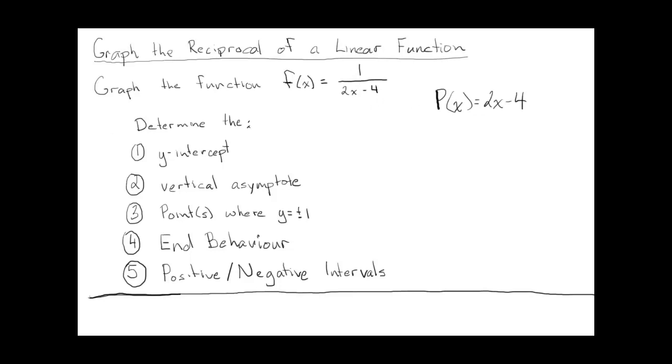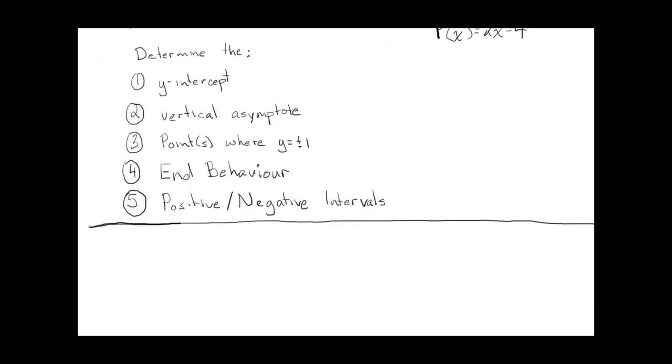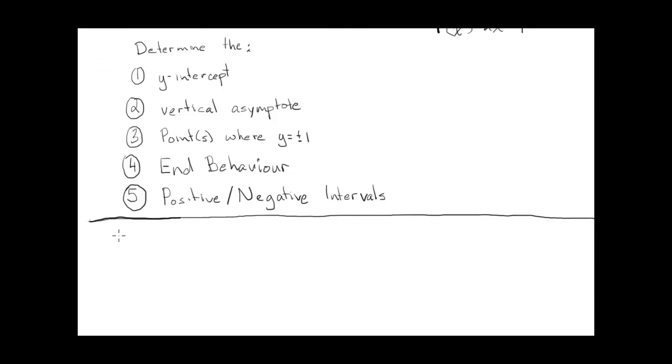When you graph a reciprocal function, there are 5 things you're going to look for in order to graph it effectively. Those are these 5 things. So we'll go through those steps and see how that helps us produce the graph. The first thing we look for is the y-intercept. The y-intercept, hopefully we know, is f of 0.